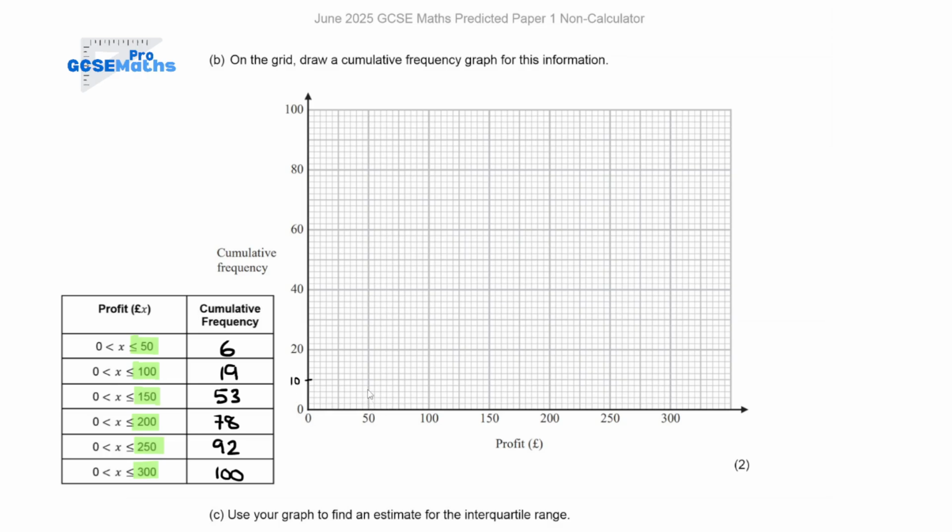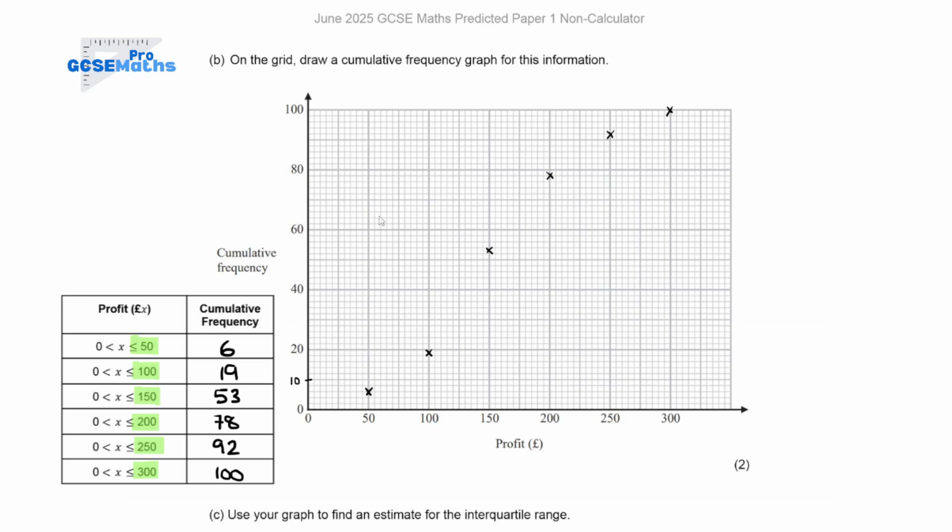So I think 3 squares up for 6, 100 and then 19, so that'd be kind of halfway between that top square there. 150 and 53, 50's here, so 53 is about halfway there. 78 at 200, so that's just before 80. 92 here, and lastly, obviously 100. Your graph should be continually increasing. If it's not, something has gone wrong.